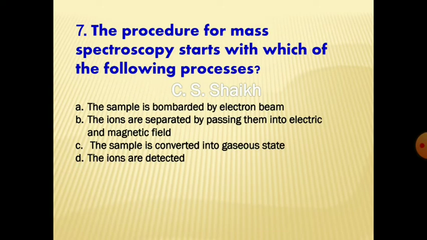Next is, the procedure for mass spectroscopy starts with which of the following processes? See, all know that there is a different way for each of the techniques. How will you start in mass spectrometry? Whether it will be sampling, whether directly the sample is bombarded by electron beam. So here are different options. Out of this, the correct answer is the sample is converted firstly into the gaseous state. For mass spectrometry, you must remember that the sample is converted into gaseous state.